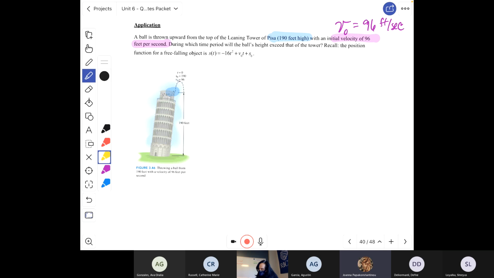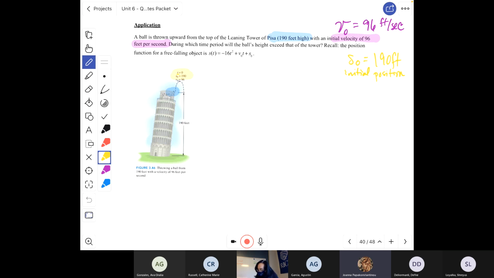So notice here you have time equals 0. You have your initial position, so S sub 0 is your initial position. That's 190 feet. This is your initial position. S is position. So that's two pieces of information. T equals 0 is your starting time.